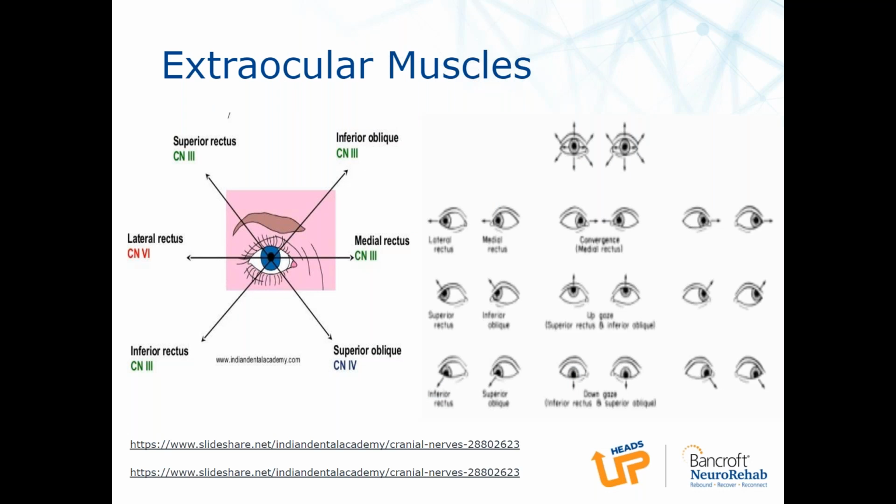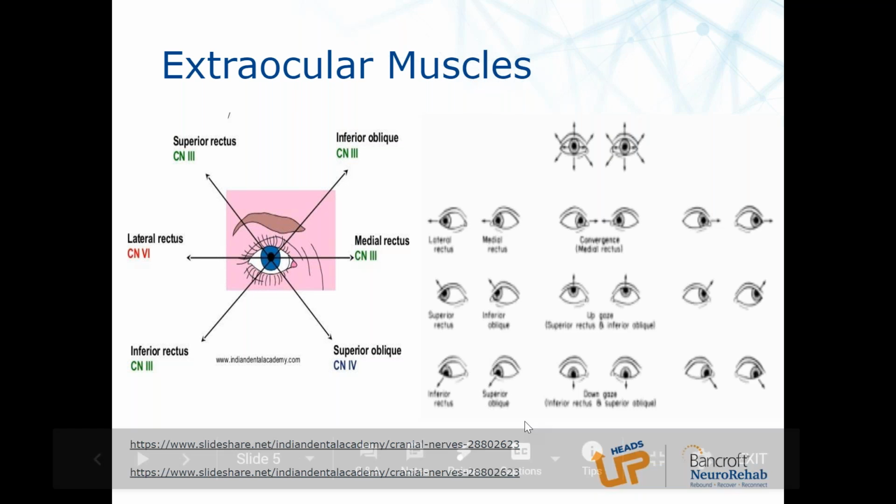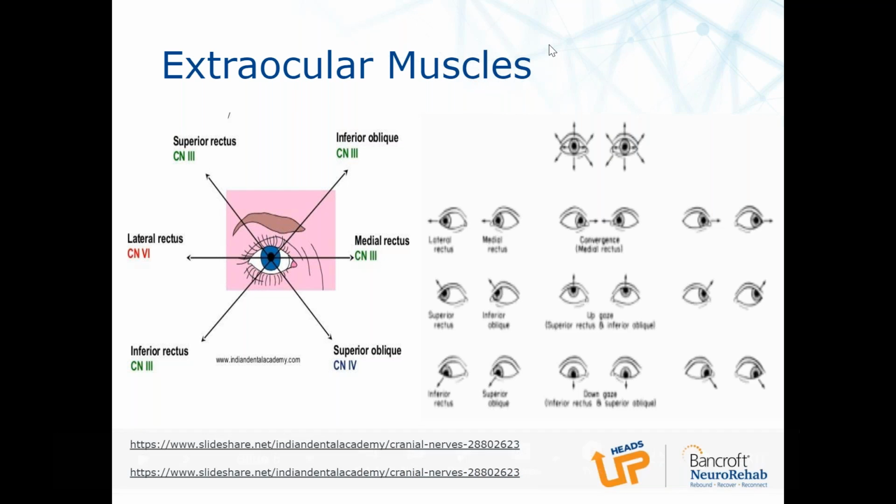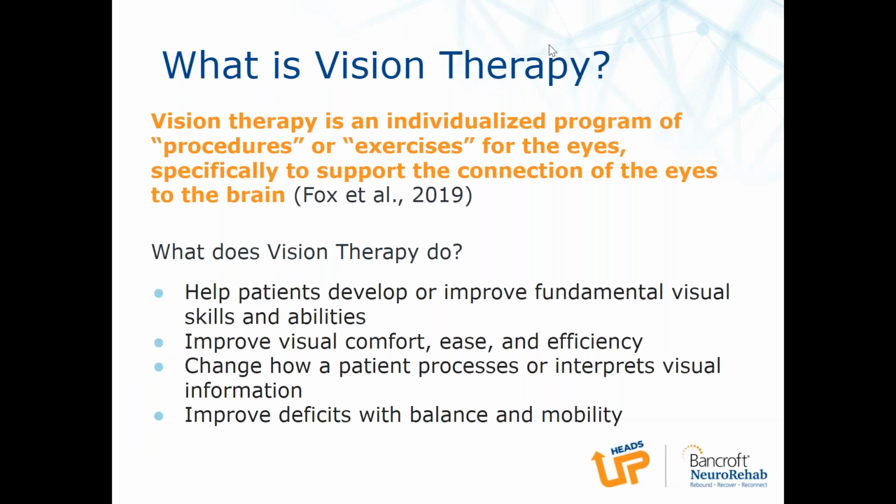In terms of the muscles of our eyes, we have 6 total muscles that control the movement of our eyes. They are innervated by 3 different cranial nerves: cranial nerve 3, which is our oculomotor nerve, cranial nerve 4, which is our trochlear nerve, and cranial nerve 6, which is abducens. Together, these muscles are responsible for moving the eyes up and down, inward and outward, and rotating either away or towards the nose. All of the eye movements you see in the picture on the right are what those muscles are contributing to.